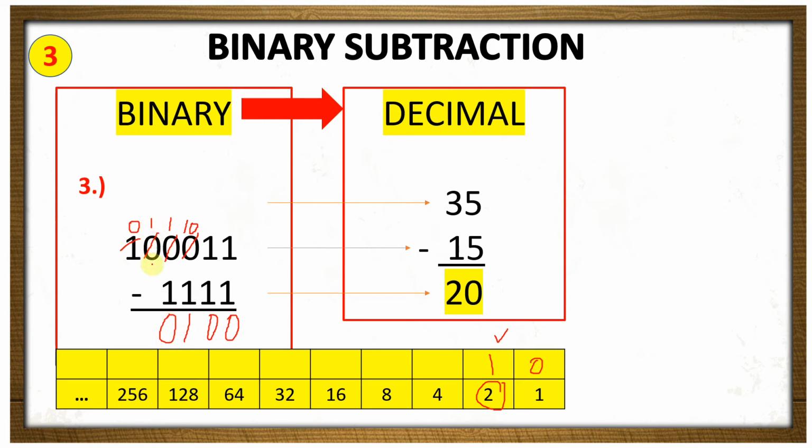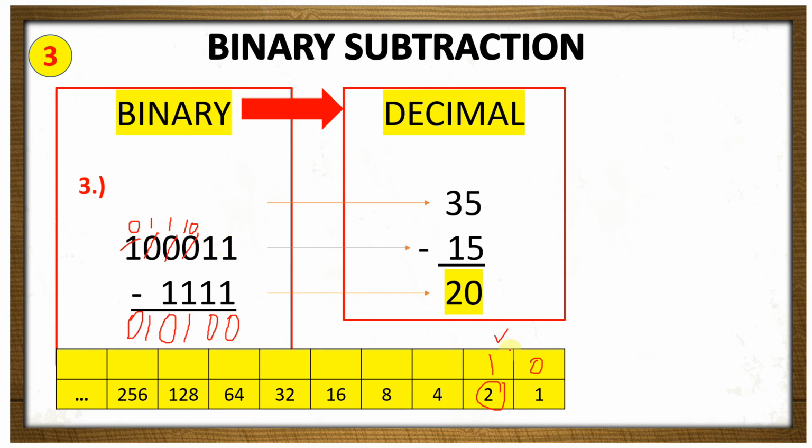1 minus nothing is 1. And 0 minus nothing is actually 0. Or without 0 is the same. Even if you add all zeros here, it will not affect the value of the binary. Okay, let us check if this is correct.